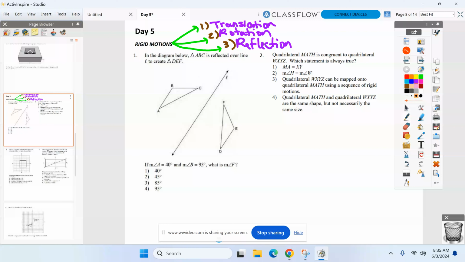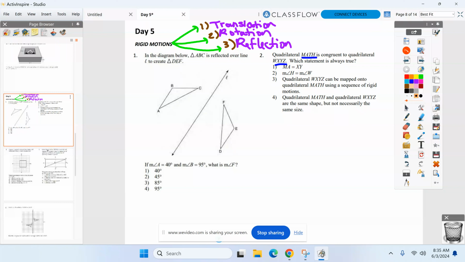Remember how we do this? I'm not going to do every single problem. You'll finish the ones we leave blank. Number 2, I've got quadrilateral MATH and WXYZ congruent to each other. Which one's true? This is a reminder to everybody that these quadrilaterals are written in a specific order, so they match up the sides and the angles for you. I don't have to draw a diagram.